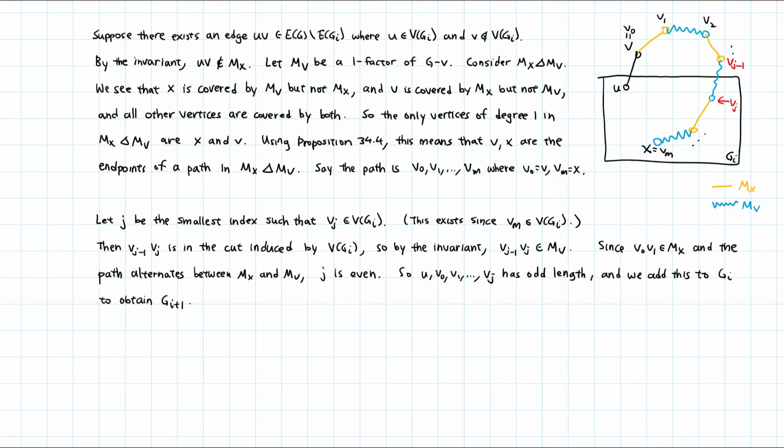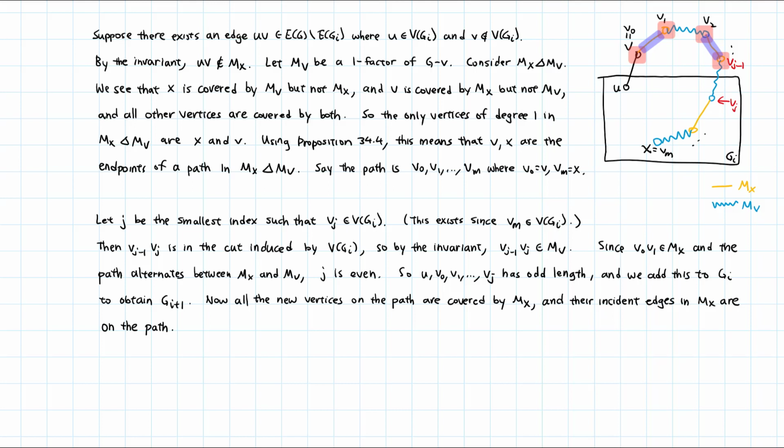Now that we have constructed G_{i+1}, we still need to make sure that the invariant holds for the new graph. Can you see why that is? We see that all the new vertices on the path are covered by Mx, and their incident edges in Mx are on the path. So no edge of Mx can be in the cut induced by the vertices of G_{i+1}. So the invariant holds for G_{i+1}.